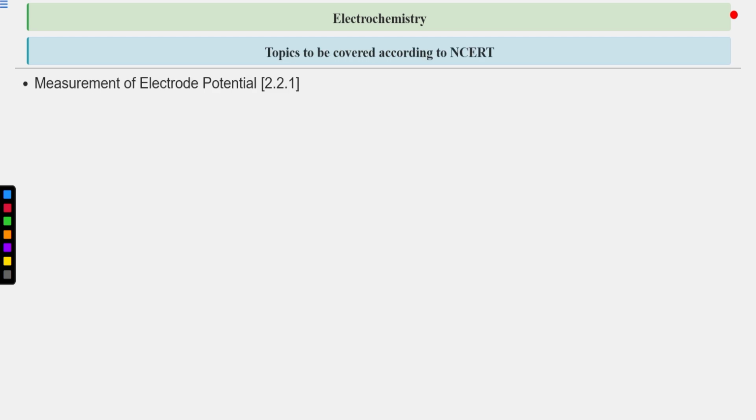Okay, so what are the topics which we are going to cover according to the NCERT in today's lecture? The first one is the measurement of electrode potential, which comes under the subsection of the NCERT textbook in the electrochemistry chapter, marked as 2.2.1. And secondly, the topic which we are going to cover is the in-text questions. So we will see some practice questions, or in-text questions, taken from the NCERT textbook, marked as 2.1, 2.2, and 2.3. So these are the two topics which you are going to see in today's lecture.